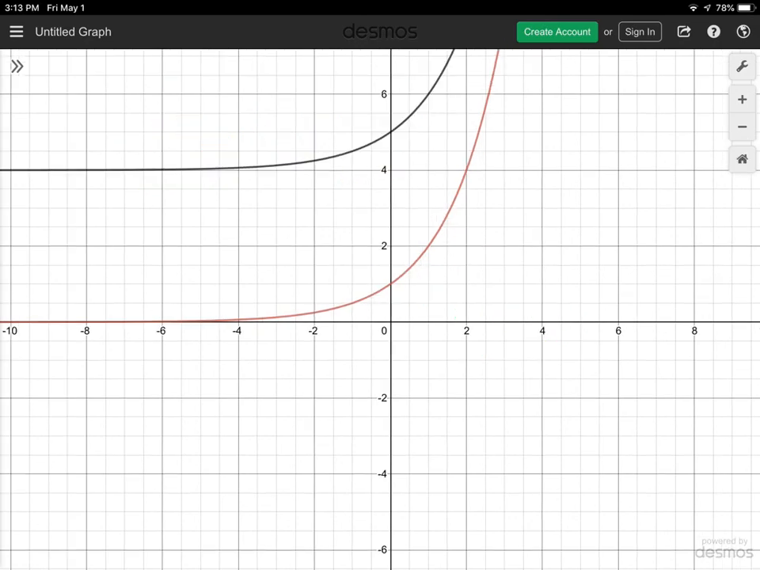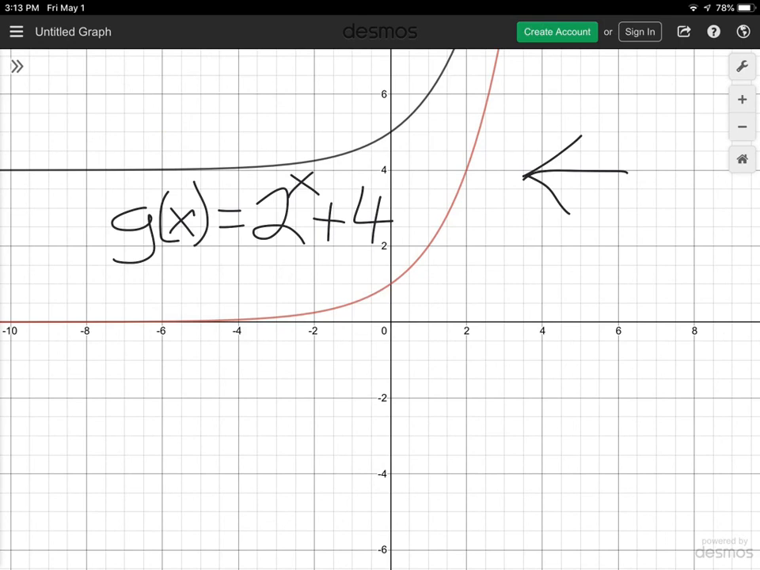So we're going to introduce our first transformation here. We can see our new g at x is going to be 2 raised to the power of x plus, in this case, 4. We know that it's plus 4 because we can see our horizontal asymptote is at 4. Okay, so there's our vertical shift.